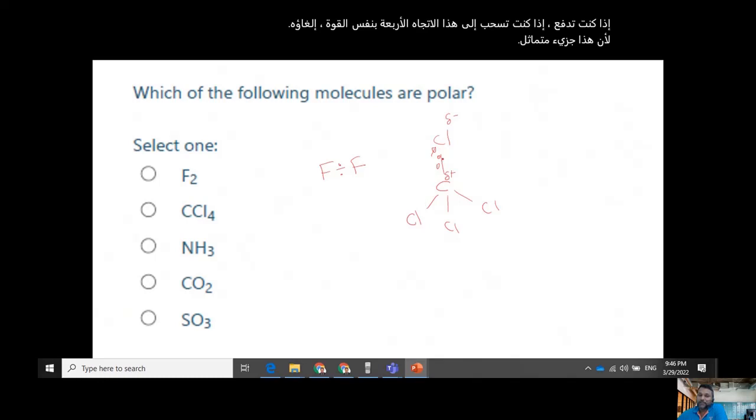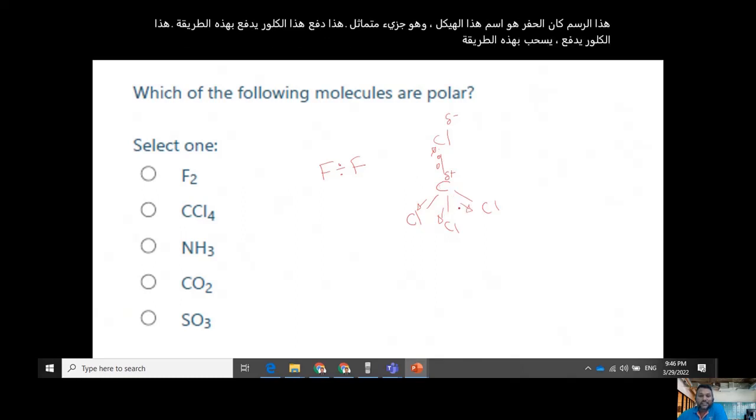Tetrahedral is the name of the structure and it is a symmetrical molecule. This chlorine is pushing this way, this chlorine is pulling in this way, this chlorine is pulling this way, and the net effect will be zero because of the symmetry of the molecule.